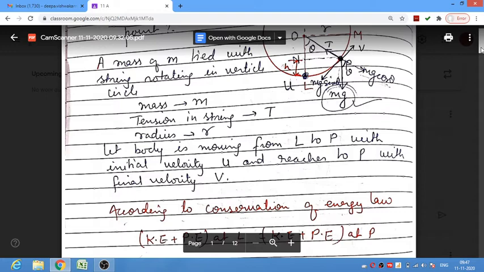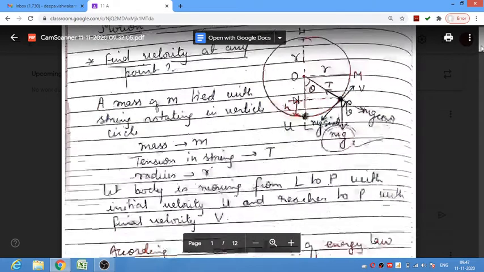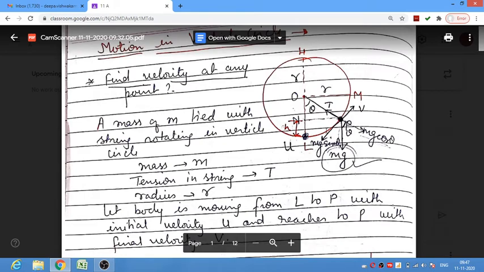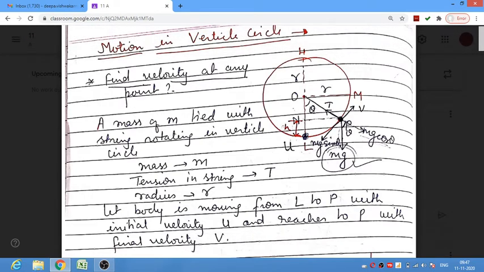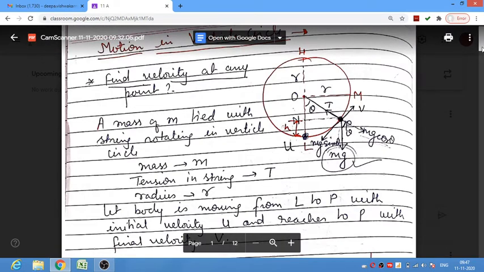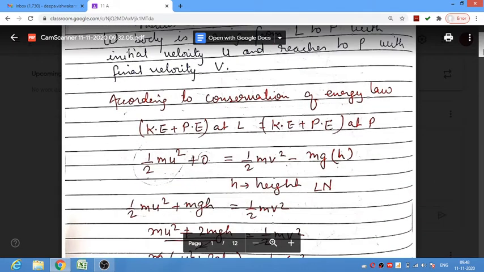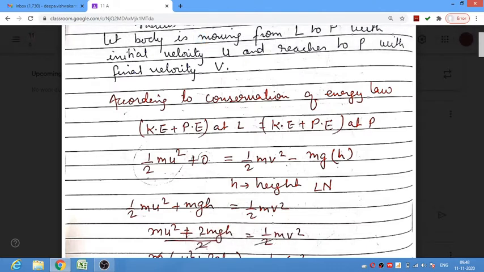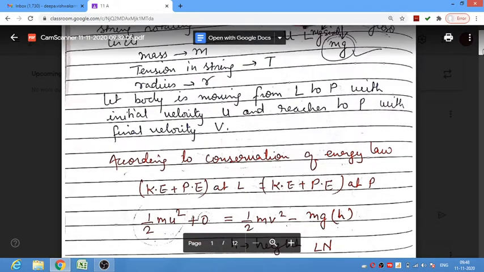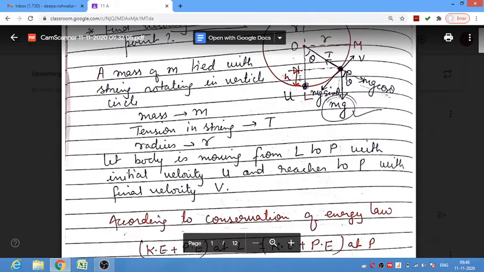Now let the body move from L to P. First of all we consider the body moving from this point L to P, and theta is the angular displacement. Initial velocity is u and the final velocity is v. According to conservation of energy, the total energy at point L and the total energy at point P will be conserved. At these two points the energy will be equal.